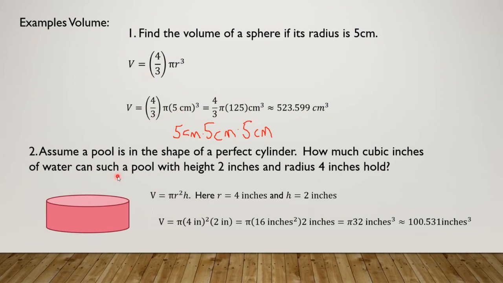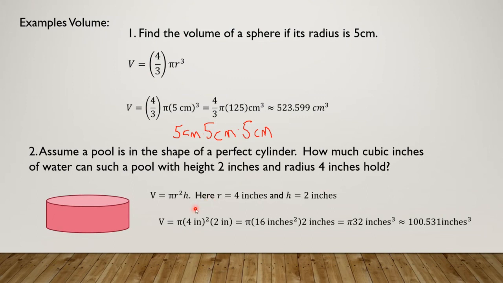So that's one example. For the next one, let's say we have a pool, okay? And let's say it's in the shape of a perfect cylinder, okay? We want to know how many cubic inches of water this pool can hold. I kind of tried to draw it here. Let's say the height is 2 inches, and the radius is 4 inches, okay? So the height is 2 inches, the radius is 4 inches.